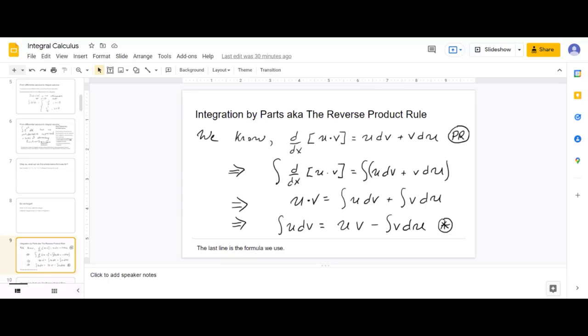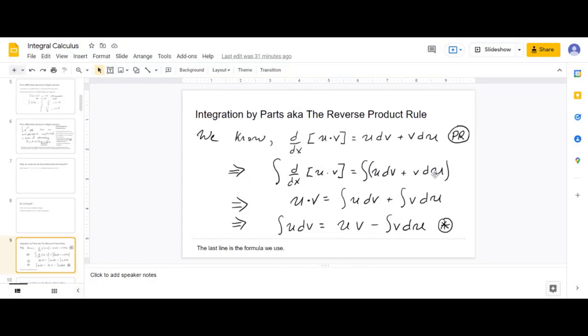Now, here I prove it. We start with the product rule as it is. u times v, two functions of x, we differentiate them. We get u dv plus v du. This is just the product rule. And then I integrate both sides. Remember, the integral of a derivative, well, those just cancel. We get u times v. And then we integrate the right-hand side as well.